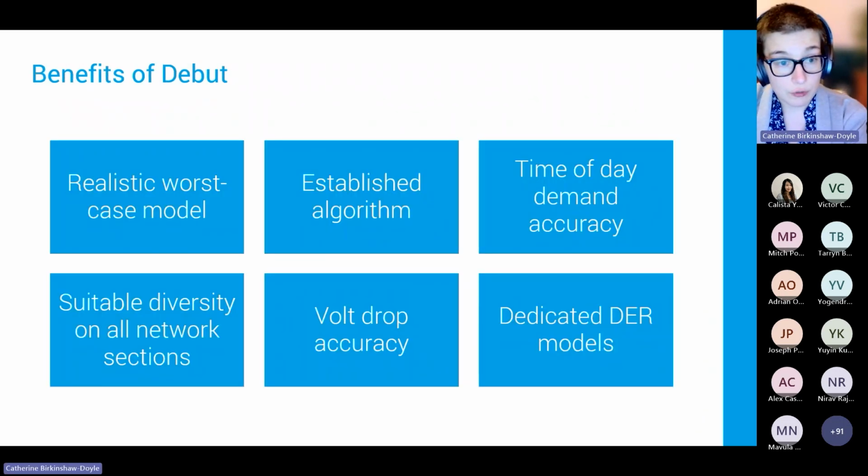So just a quick summary. DEBU produces a realistic worst-case model of the network using a very well-established algorithm that's been tested and proven by data. It models time of day and diversity on all network sections with a great deal of accuracy, which in turn leads to a much better view of the available headroom for current, demand, and volt drop across your network. And it also contains dedicated models for DERs.